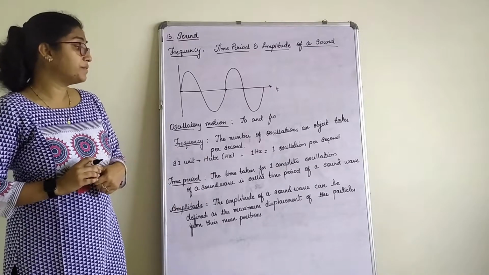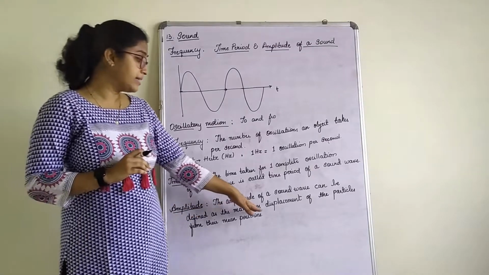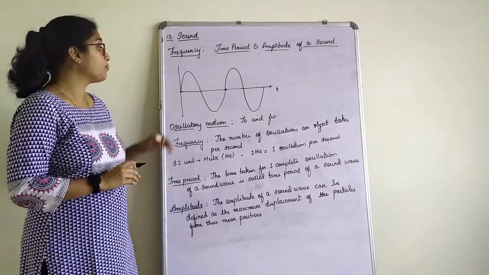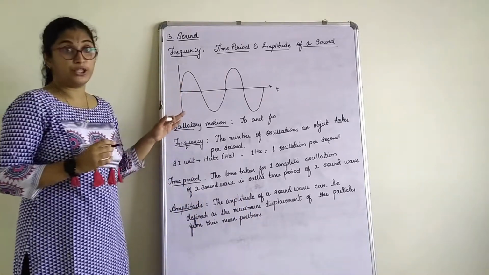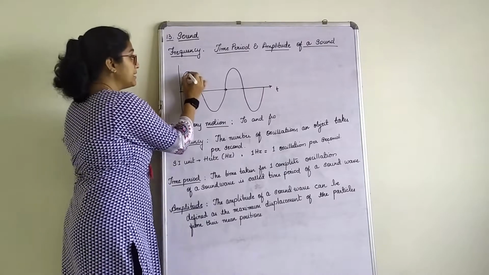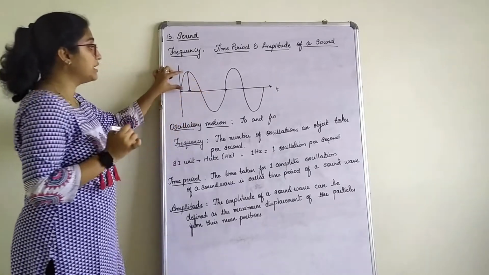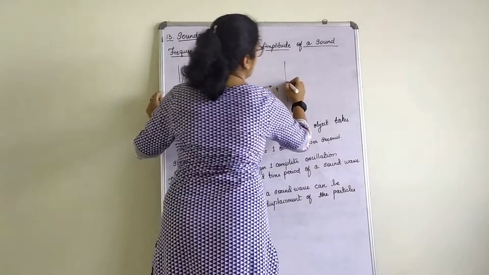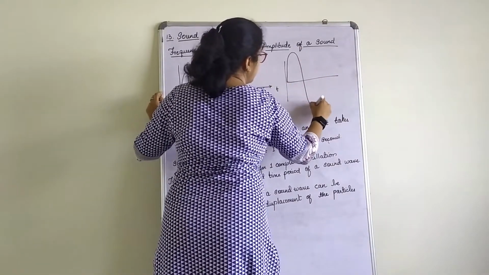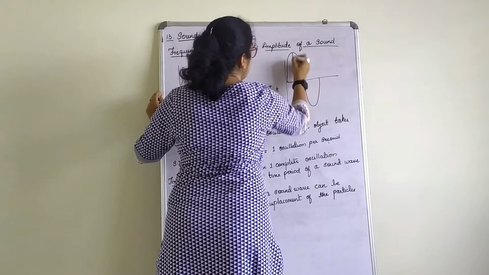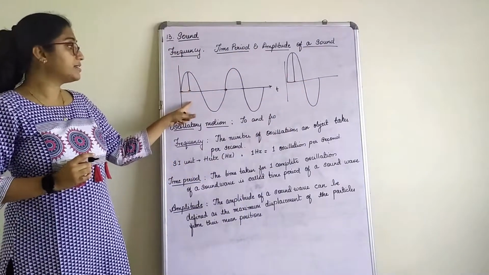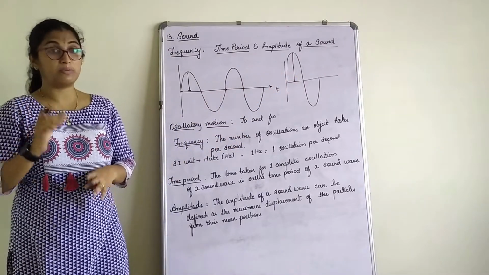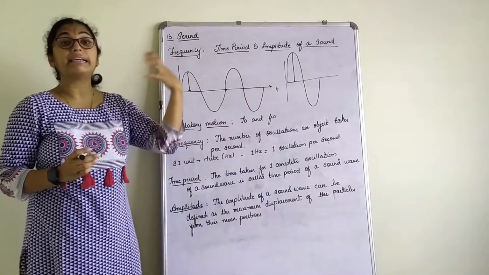Amplitude. The amplitude of the sound wave can be defined as the maximum displacement of the particles from their mean position. Now this is the mean position of an object, right? The maximum displacement is what the sound has taken. Now if I draw another wave here like this, which has the maximum amplitude, the first wave or the second wave? Of course, the second wave has the maximum displacement, that is, the second wave has a higher amplitude.